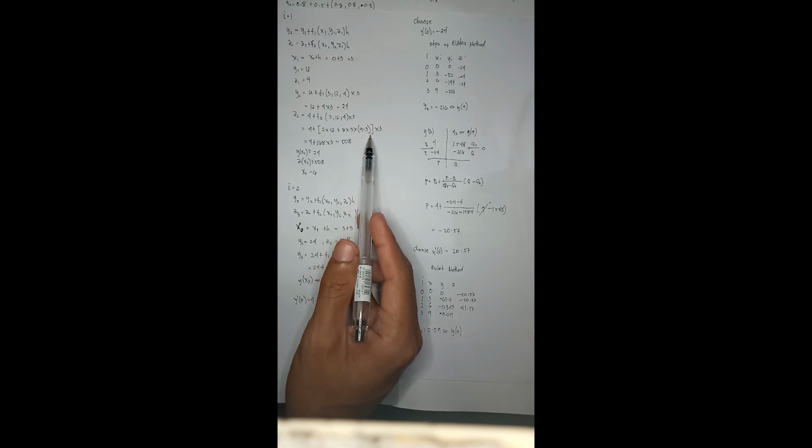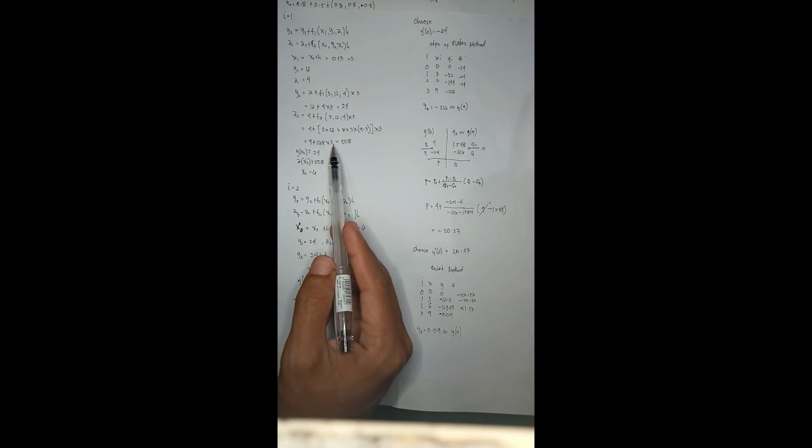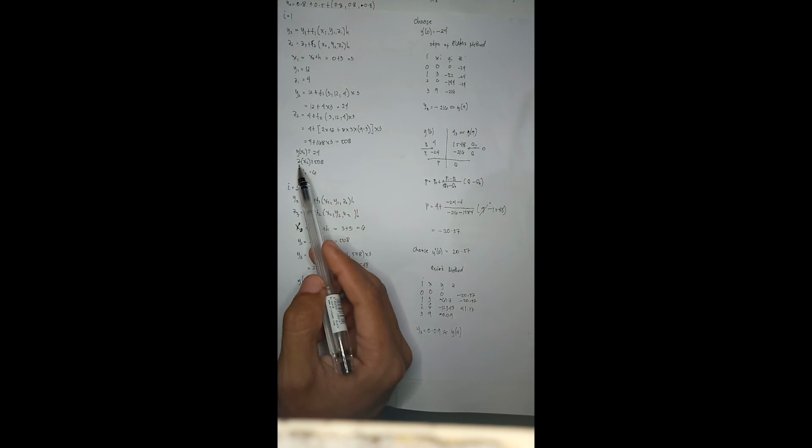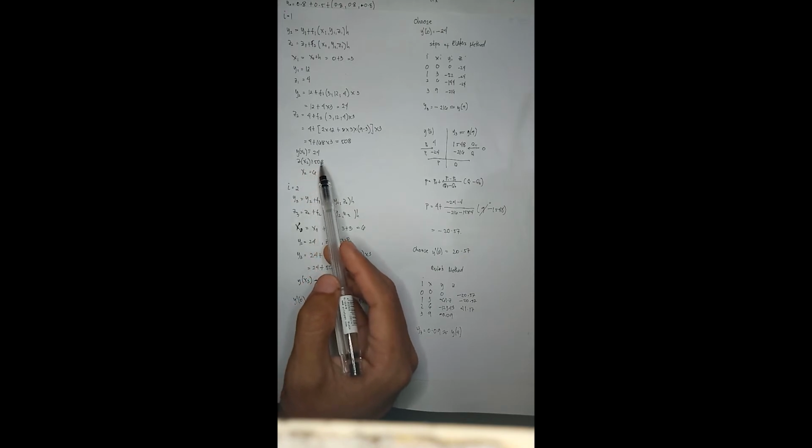z2 is equal to 4 plus f2 times (3, 12, 4) multiplied by 3, which is equal to 4 plus 2 times 12 plus 8 times 3 times 9 minus 3 times 3, which is equal to 4 plus 168 times 3, which is equal to 508. Y of x2 is equal to 24 and z of x2 is equal to 508, and our x2 is equal to 6.